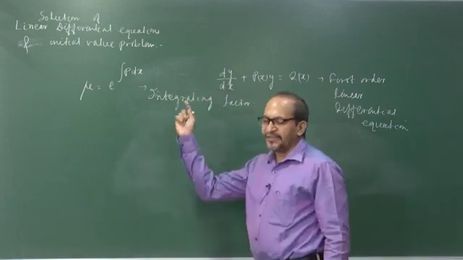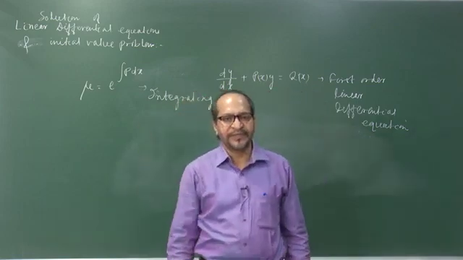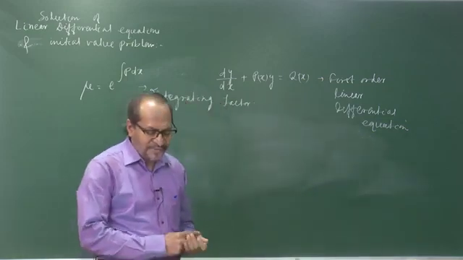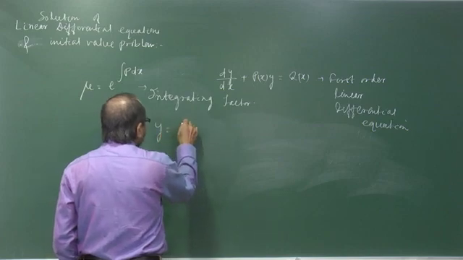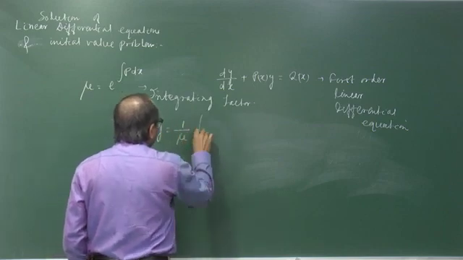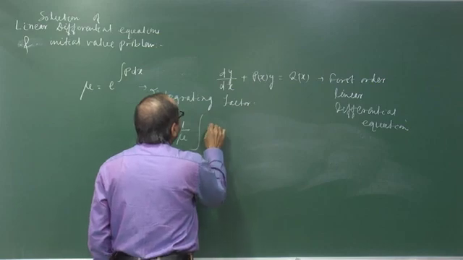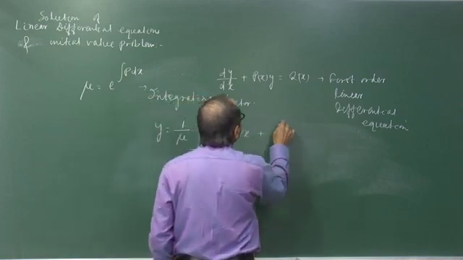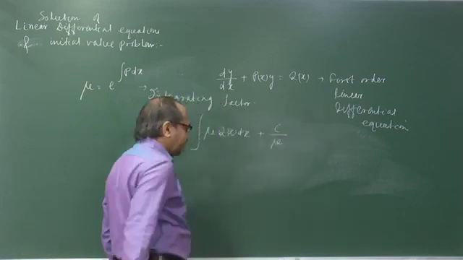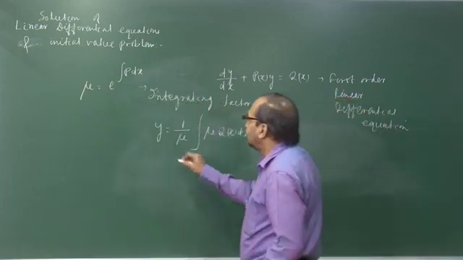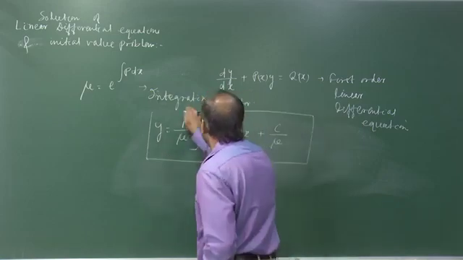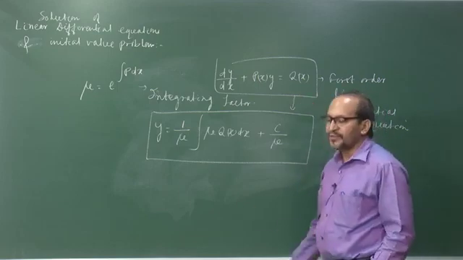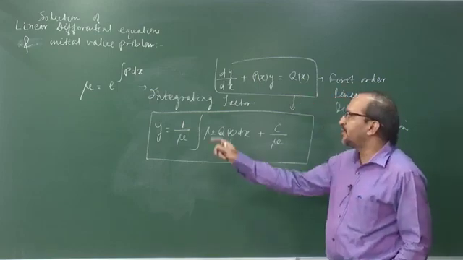And when we take the help of this integrating factor, we find the solution in the general form. The general solution is y is equal to 1 by mu into the integration of mu into q of x dx plus c by mu. Okay. So, this is the general solution of this first order linear differential equation. Here mu is what? Mu is our integrating factor.